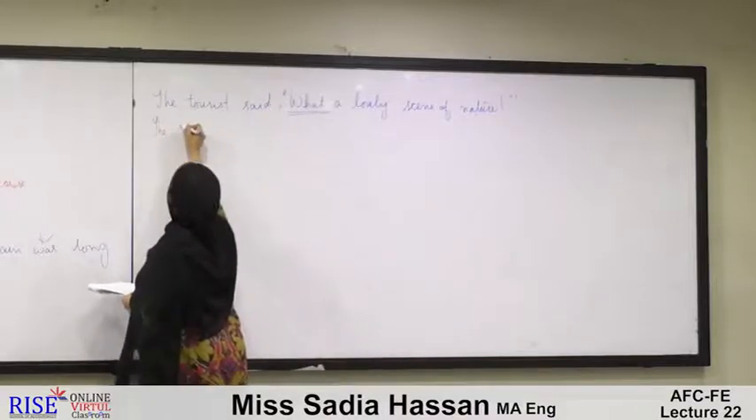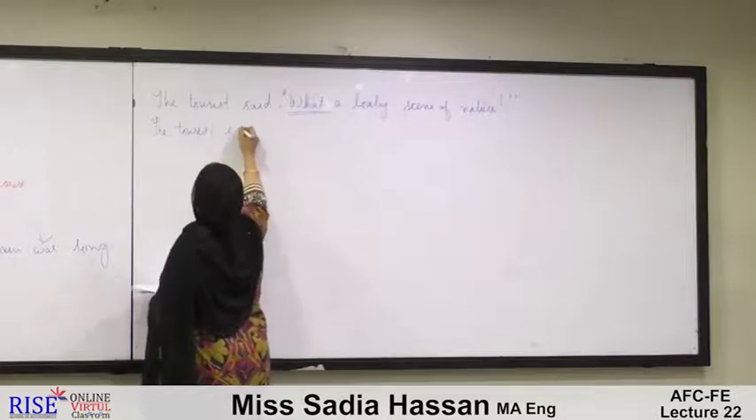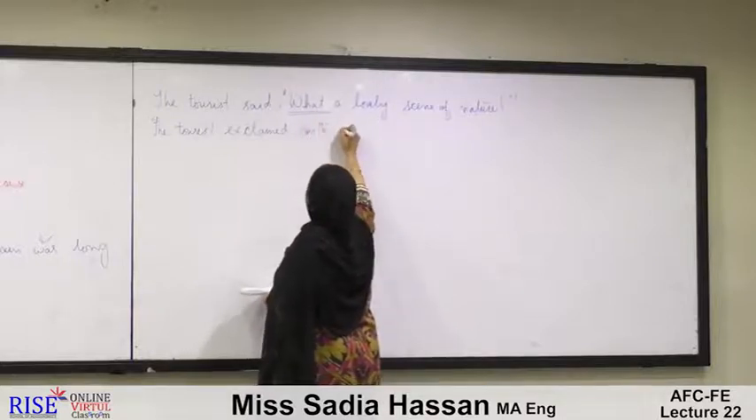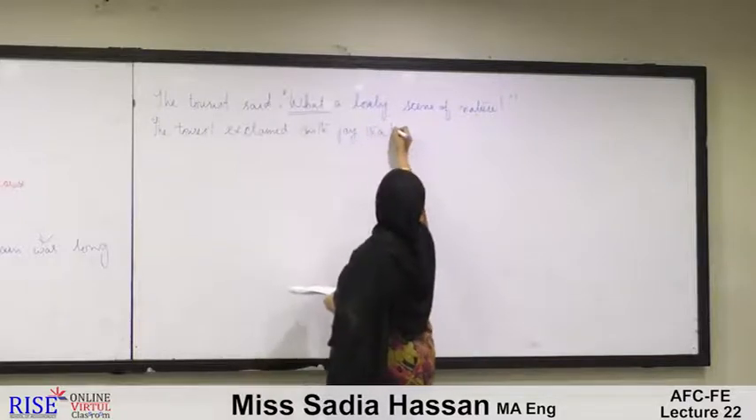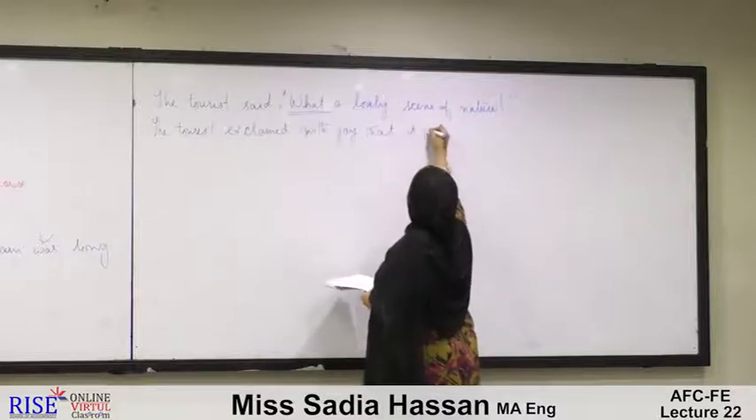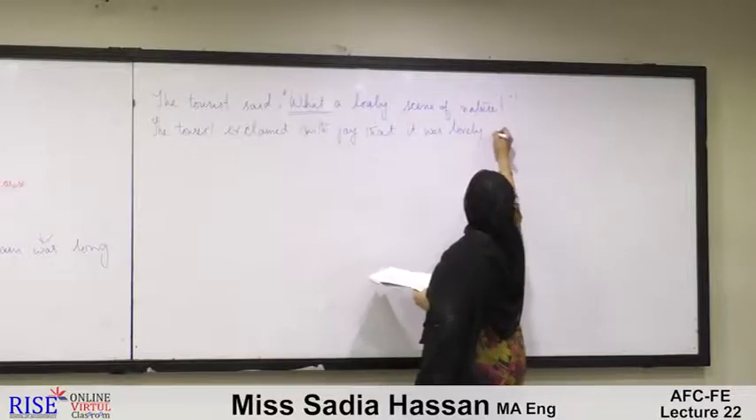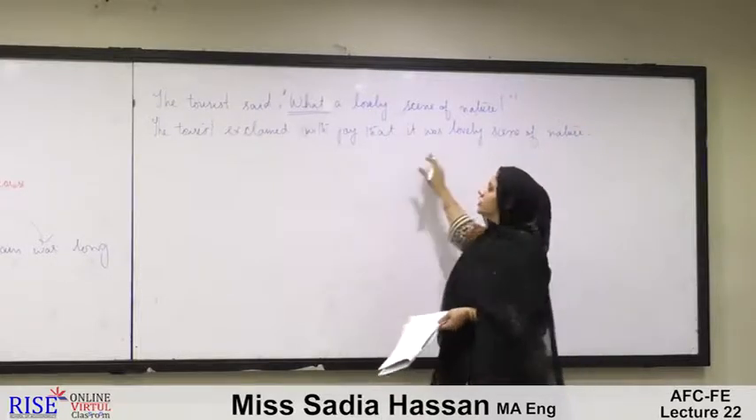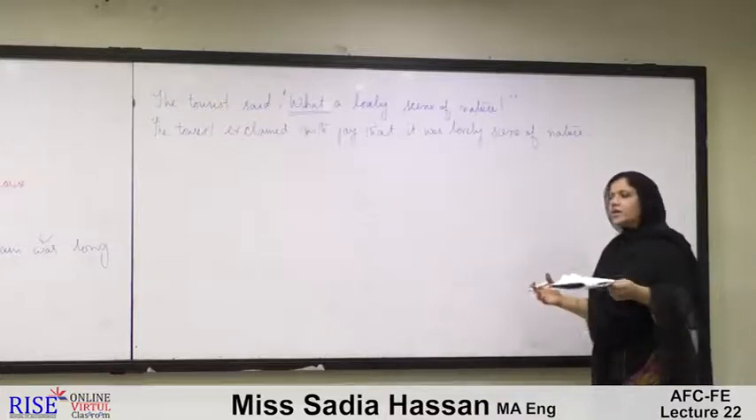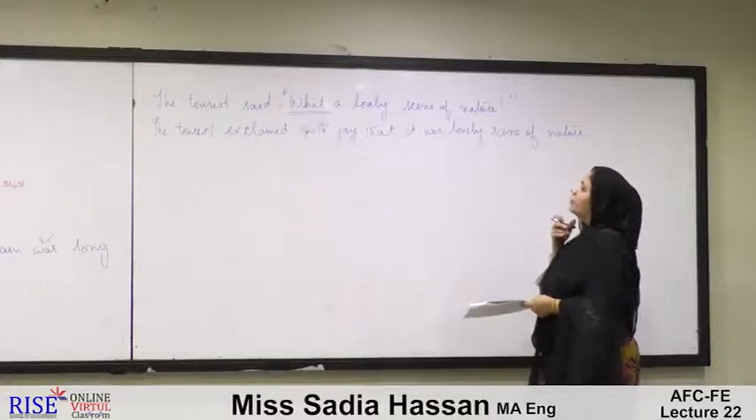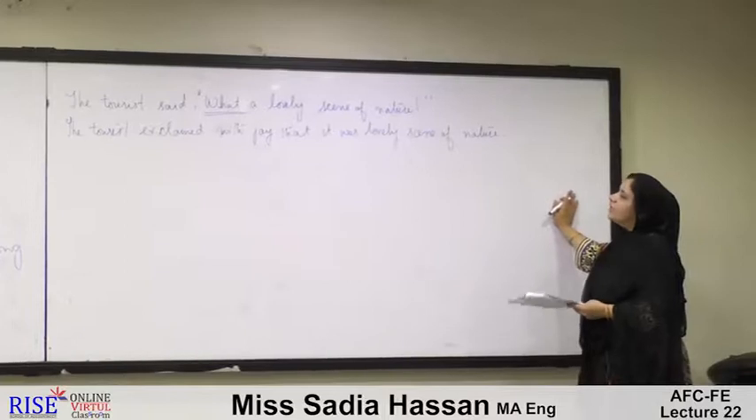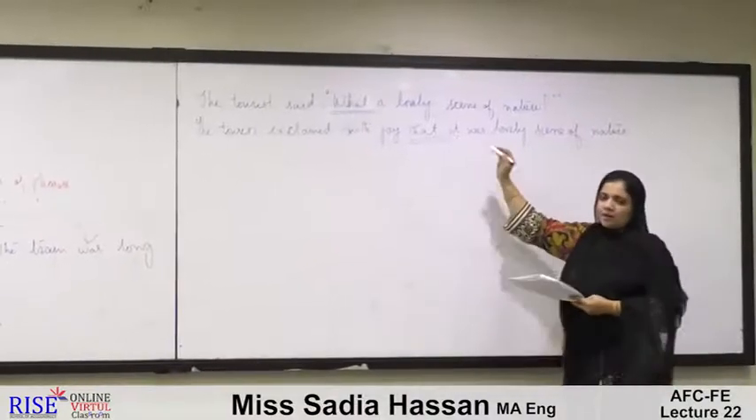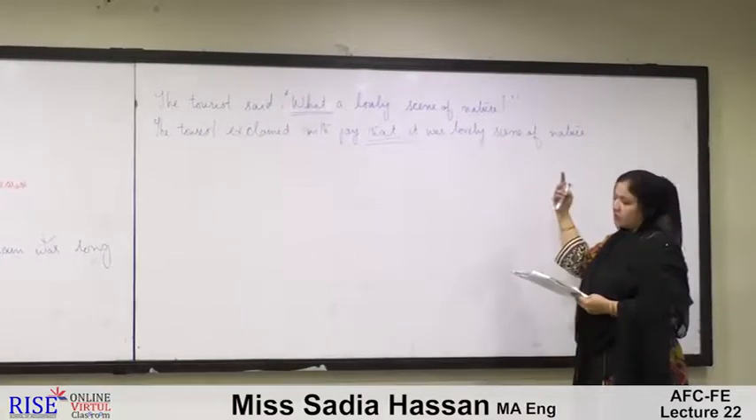Okay, the tourist exclaimed with joy that it was a lovely scene of nature. I have brought some change in the construction of this indirect form to give it a symmetrical form. The tourist exclaimed with joy that it was a lovely scene of nature. This that is being used as a connective. Fine. I have introduced this pronoun it. Why? To give it a symmetrical form, to give it the structure of a sentence.